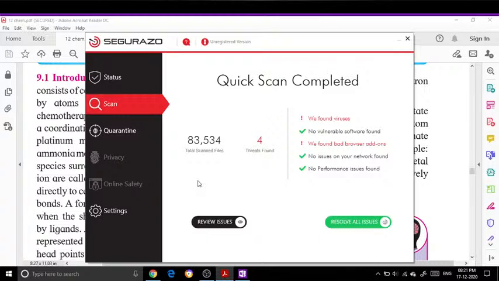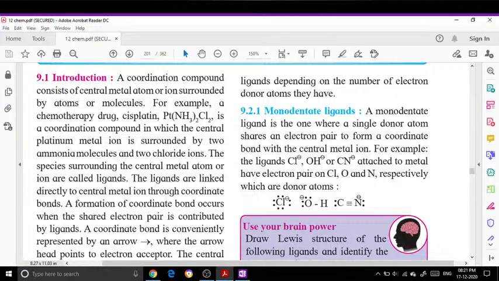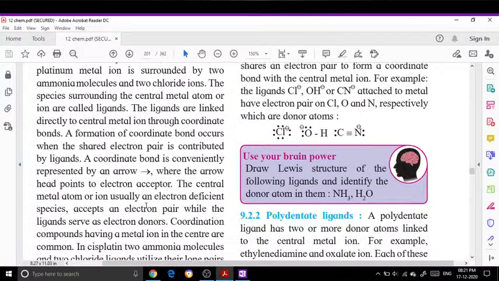Now formation of coordinate bonds occurs when there is a bond between metals and non-metals. So here a metal and non-metal bond is formed where the metal gives its electron and the non-metal accepts the electron. Okay, now let us see this. A coordinate bond is conveniently shown by an arrow. See this arrow. So this type of arrow is shown. So the central metal atom or ion, usually an electron deficient species, accepts an electron pair while the ligand serves as an electron donor.